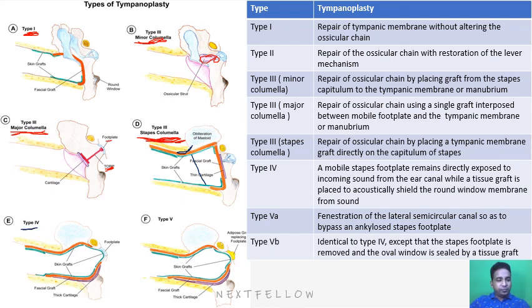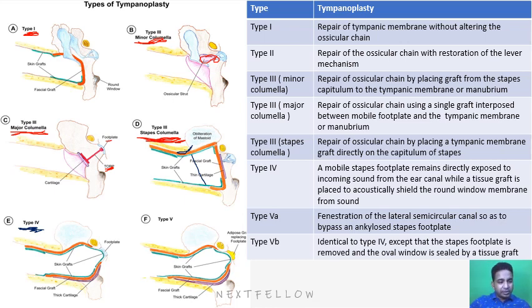Then comes a type 4. This is my type 4 variety. In the type 4 variety, we leave out the stapes footplate. That means the footplate will be left behind to come directly in contact with the sound. There will be no graft over the footplate, and the graft will be shielded only over the round window. Why is this done? To maintain the phase difference.